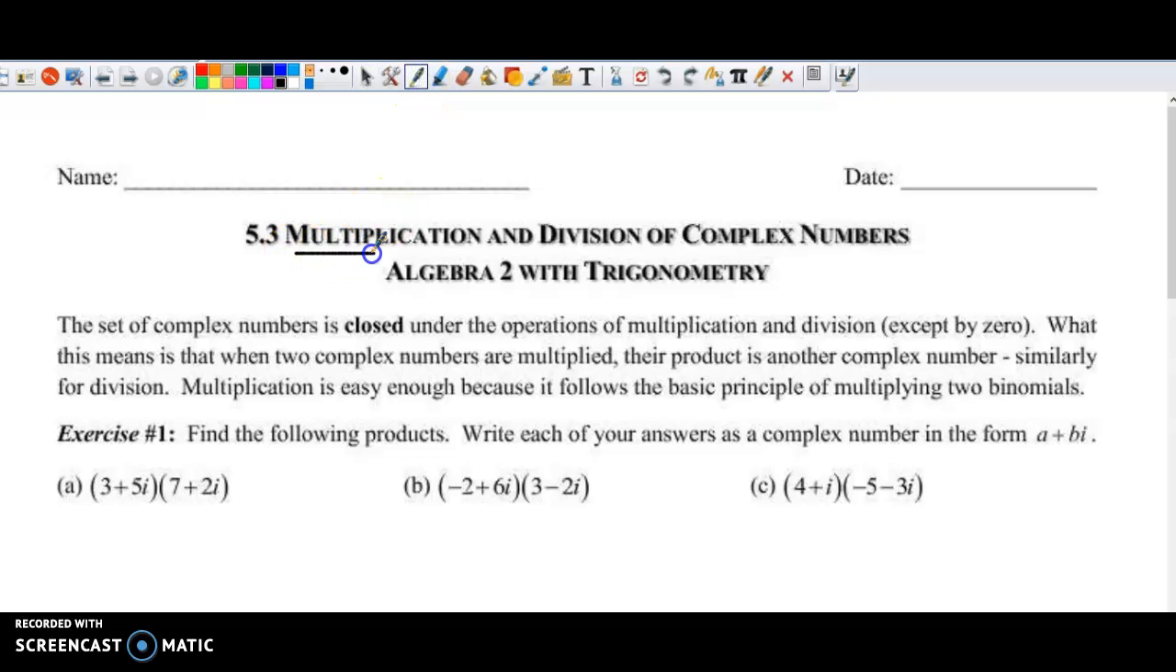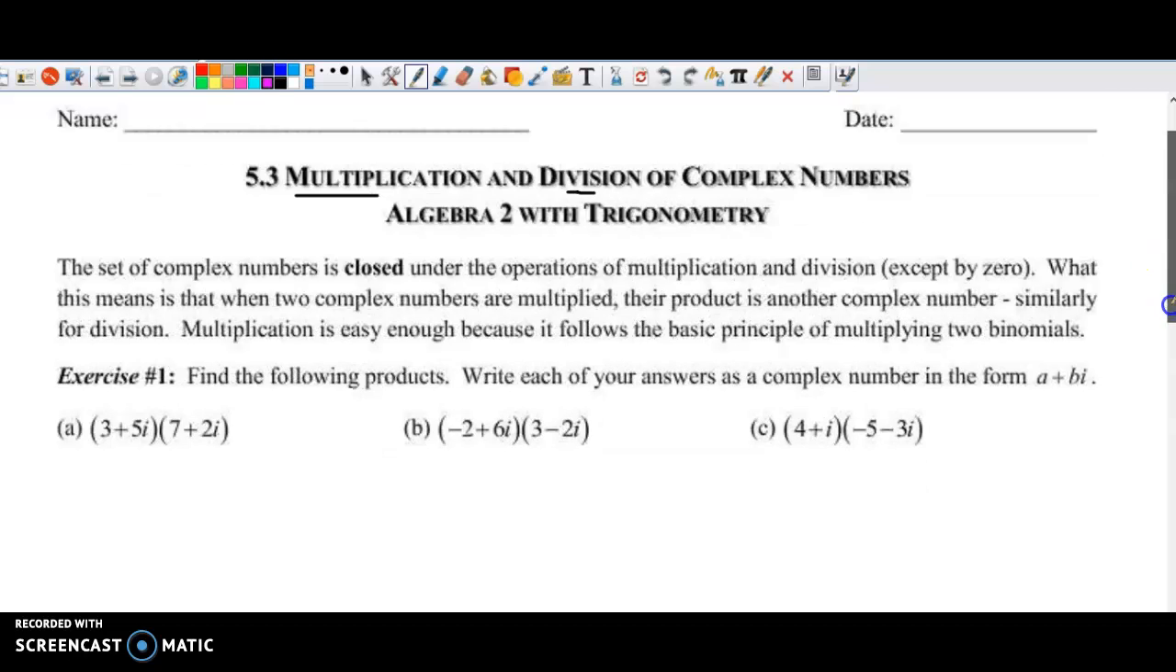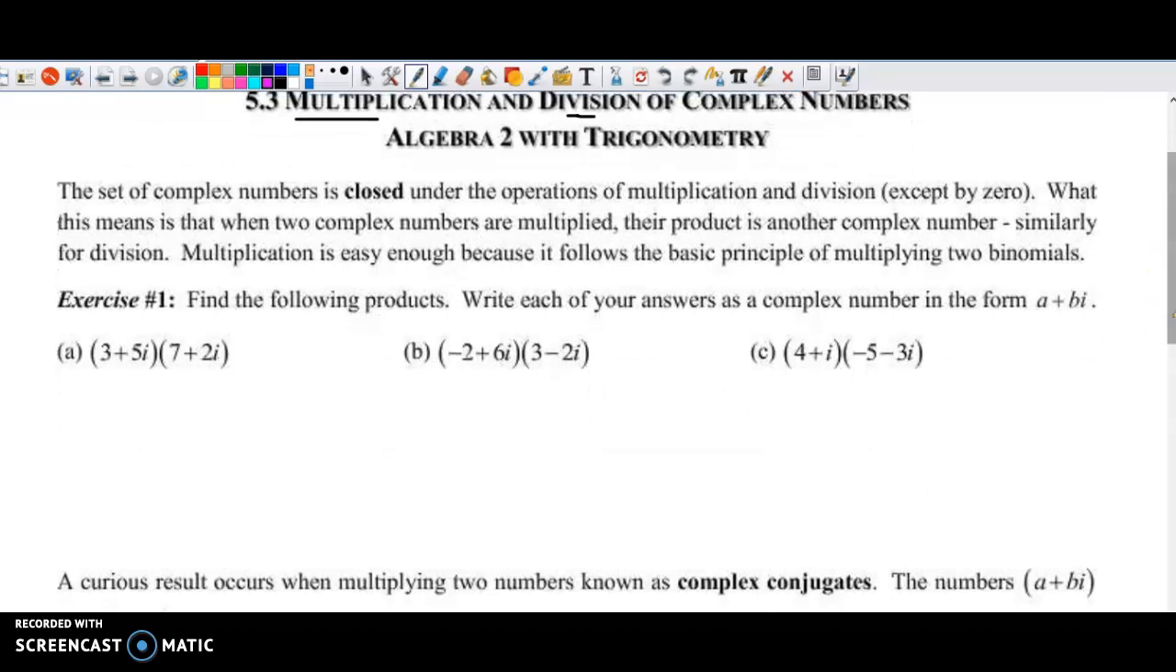As we begin multiplying and dividing complex numbers, what you'll be doing is basically FOILing or the distributive property, whatever works for you. Whether you have to write out FOIL, because I've seen students do that. 3 times 7 is the first term on each of those. 3 times 2i, okay, that's 6i.